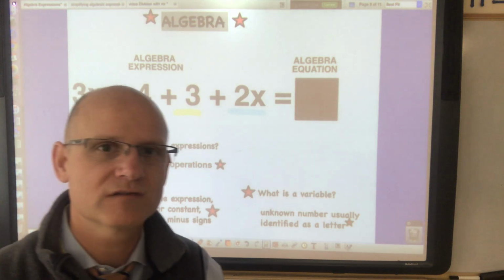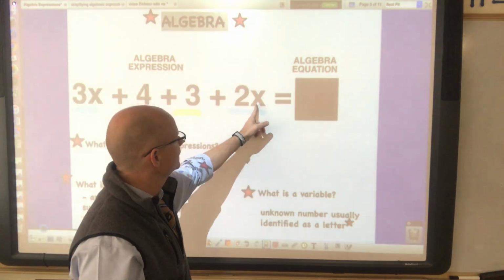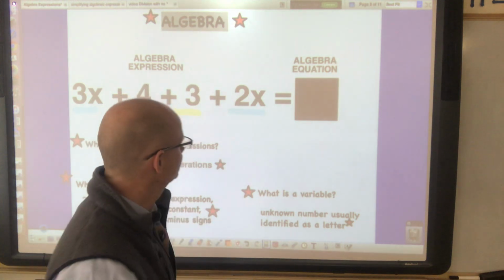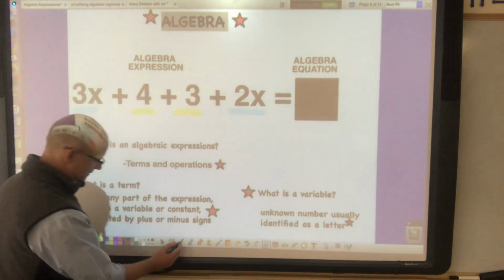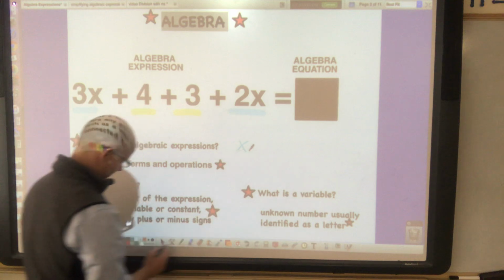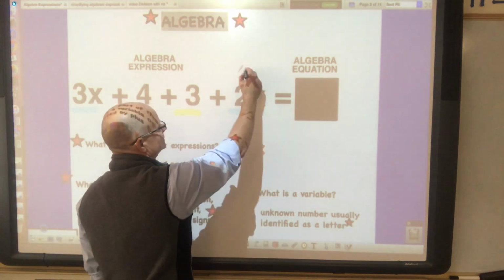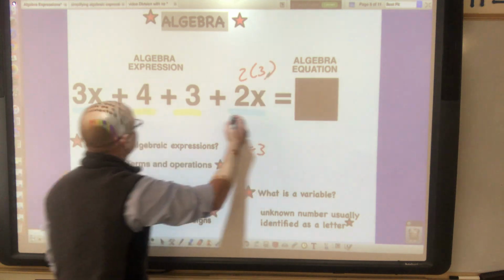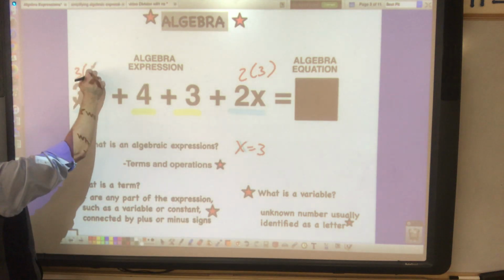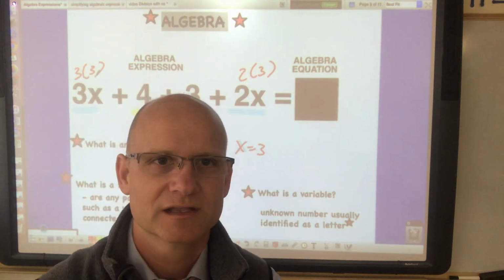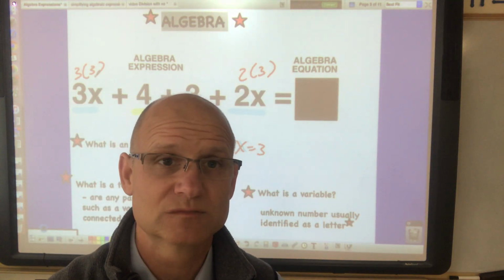And please note, whenever you have a variable next to a number, that means multiply. So x could be 3. So this just means 2 times 3. And this means 3 times 3. So whenever you have a number next to a variable, that just means multiply.